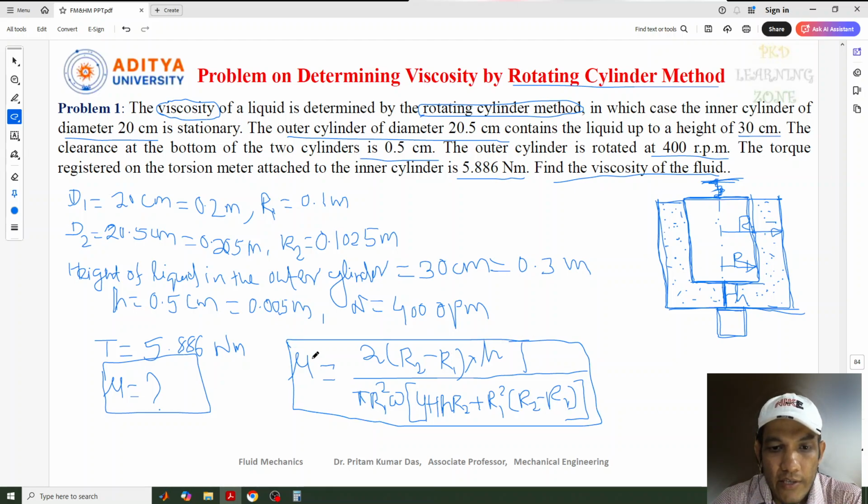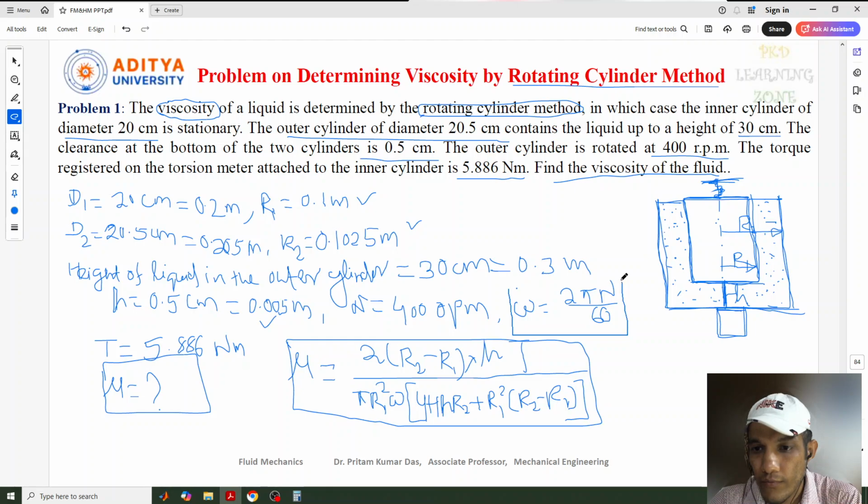Now see in this equation what data are given and what are not. R2, R1 and H are given, and pi value we know. R1 value is given, but omega is not given. Here the n value is given, so omega we can write using the formula 2 pi n by 60. From this formula we can identify the value of omega.